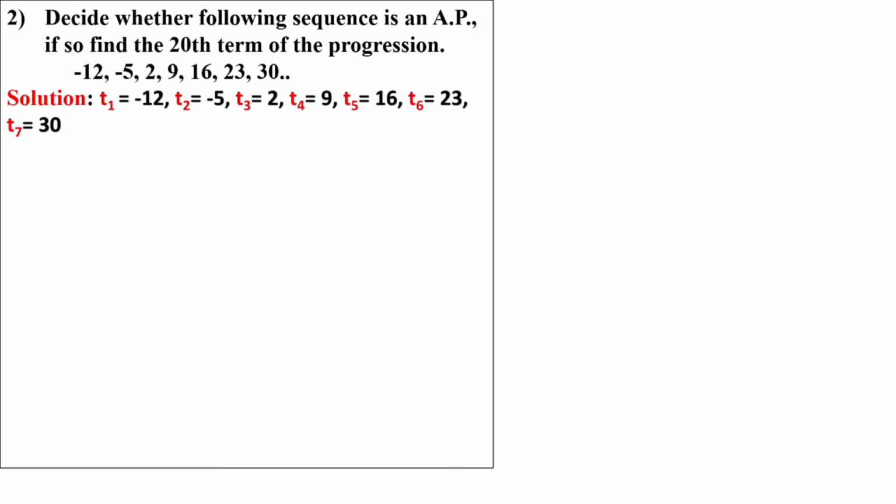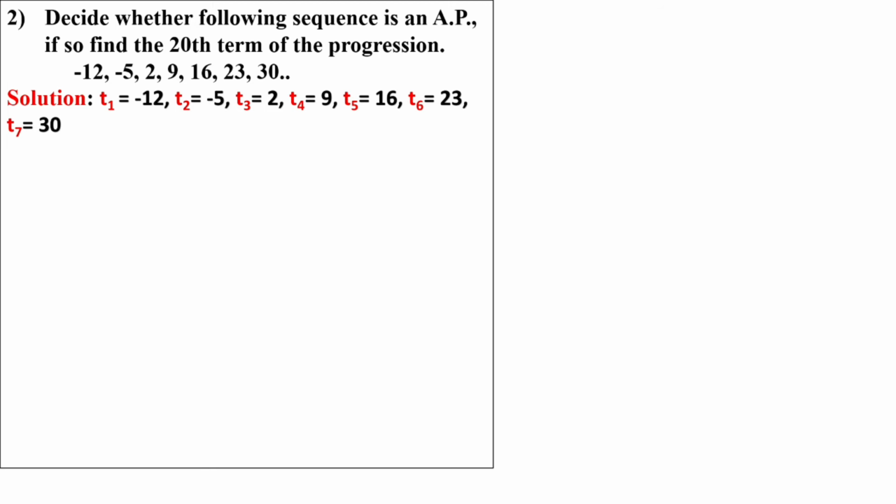Now question number 2. Decide whether the following sequence is in AP. If so, then find the 20th term of the progression. We have to find whether the given sequence is in the AP. If they are in AP, here what we have to find is the 20th term. What is the value of the 20th term? T20 we have to find.